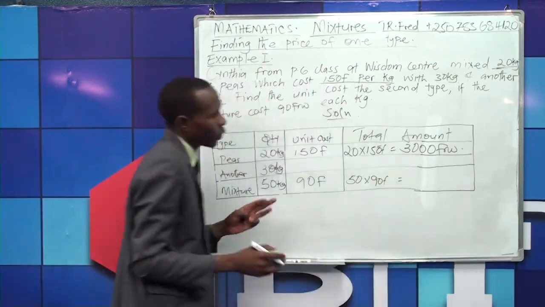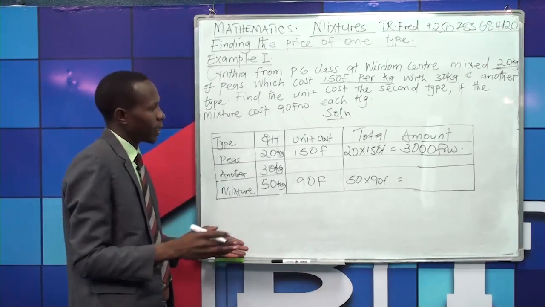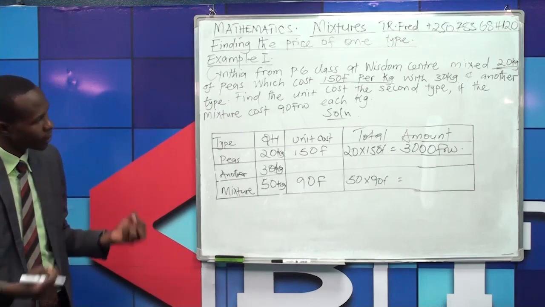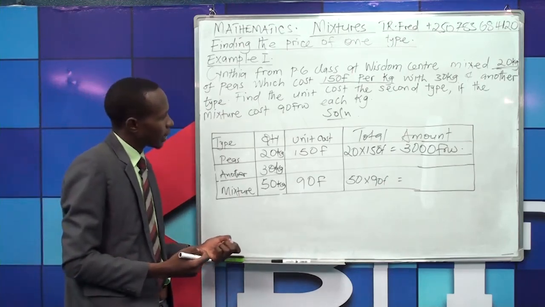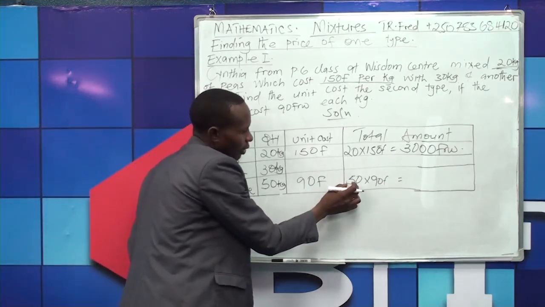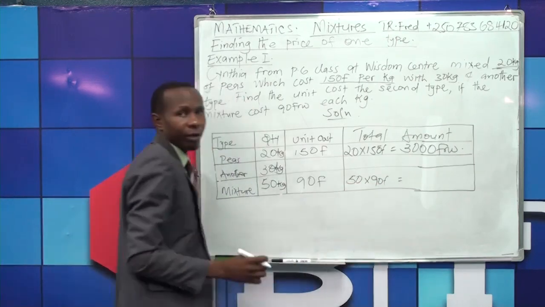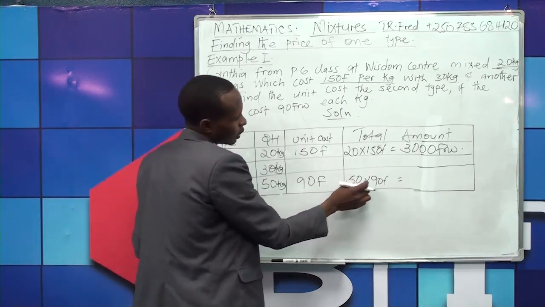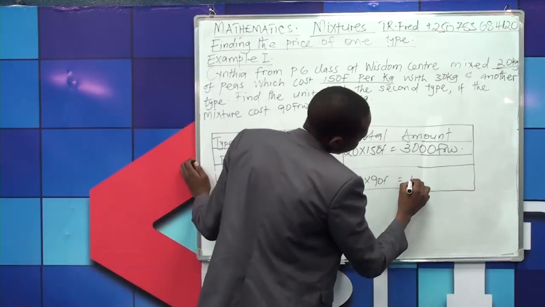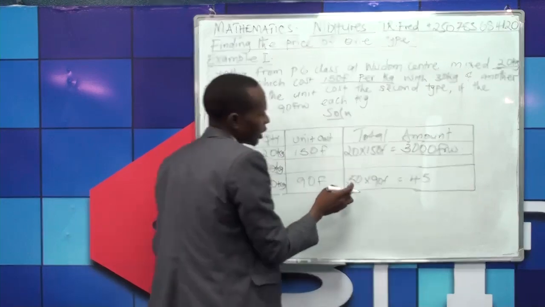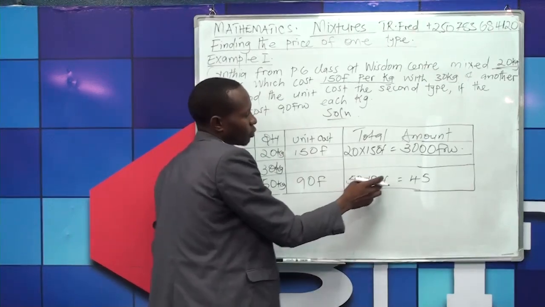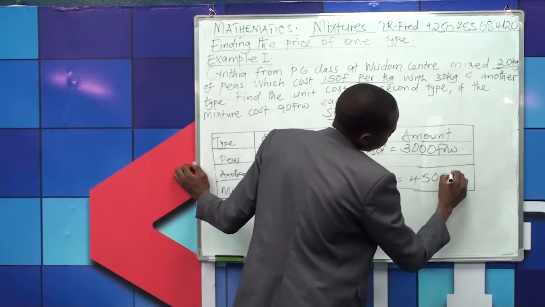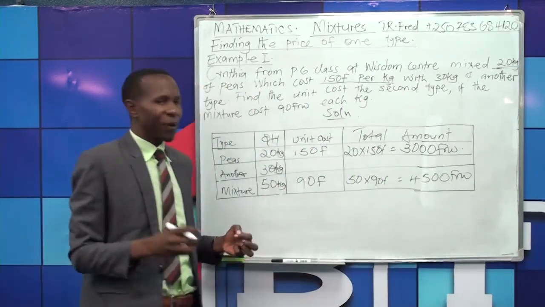And what we shall come out with will be francs, the amount to be spent on the whole mixture. So when I look at that, we shall say 5 times 9 will give us 45. Then how many zeros are here? We have 2 zeros, so I'll add my 2 zeros. I'll call this francs.